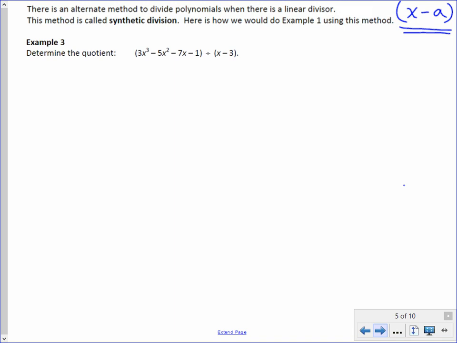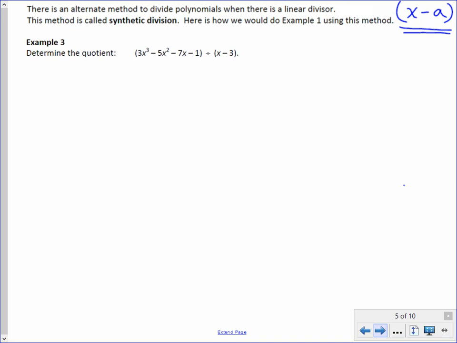When you think of the word synthetic, what do you think? Fake. So we're going to do fake division, synthetic division. It's like fake news, but no, you actually get an answer. How does this work? We're going to do example 1 again. We already know the answer to this.